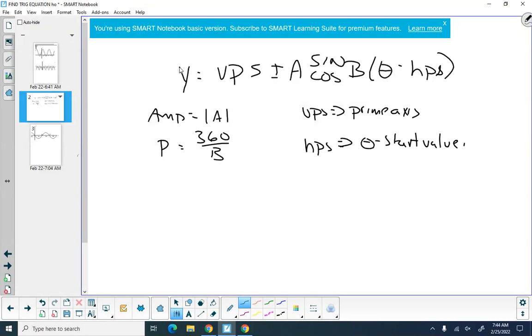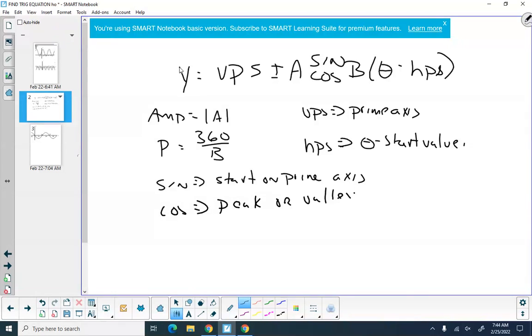When we're talking about sine, we are starting on the prime axis. When we talk about cosine, we're going to start at a peak or a valley. A peak will be a positive amplitude, and a valley will be a negative amplitude.